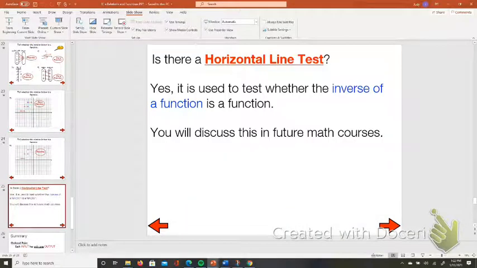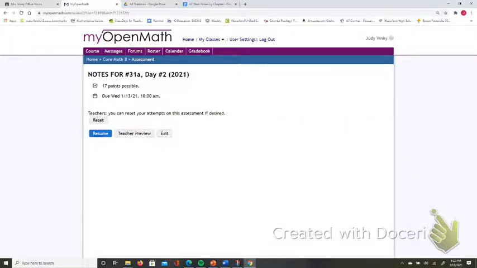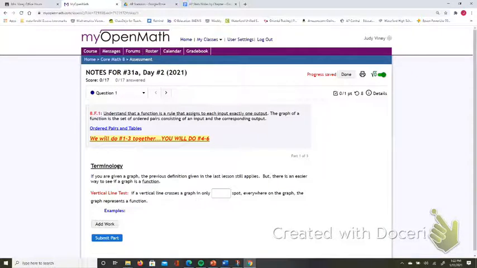Okay, now we're going to leave the PowerPoint and we're going to go to My Open Math, and we're going to go to Notes for 31A, day number 2. Notes for 31A, day number 2, and we're going to start. So number 1, we're going to do 1, 2, and 3 together, and then you're going to do 4 through 6. If you are given a graph, the previous definition given in the last lesson still applies.